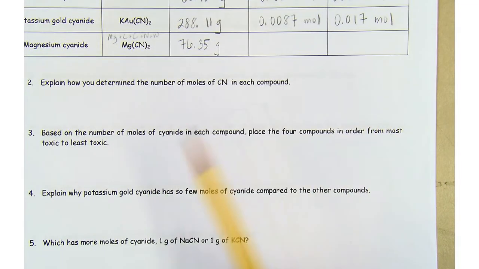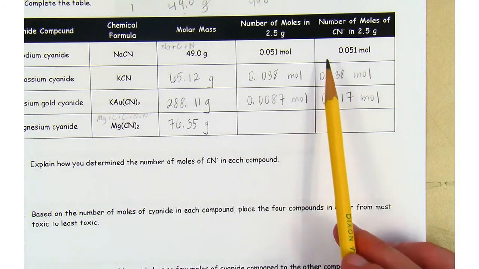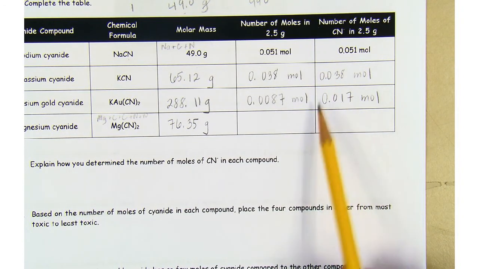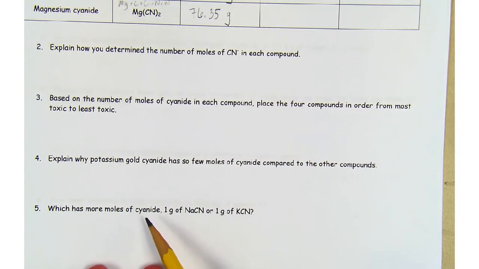Okay. Number 4 asked you about potassium gold cyanide, and why there's so few moles of cyanide. So if you look up here, this number is quite a bit smaller than the other 2. Why is this number smaller for potassium gold cyanide? And the last one, which has more moles of cyanide, that's the CN, 1 gram of NaCN or 1 gram of KCN.